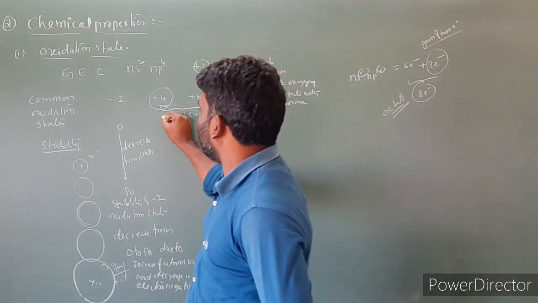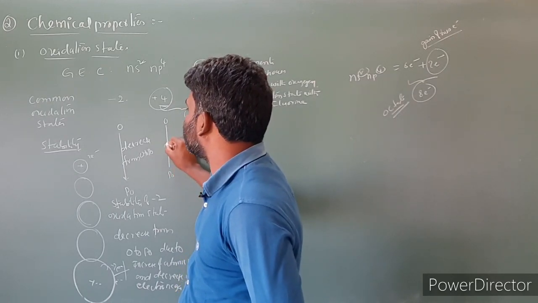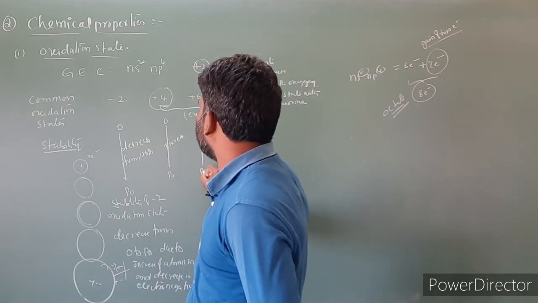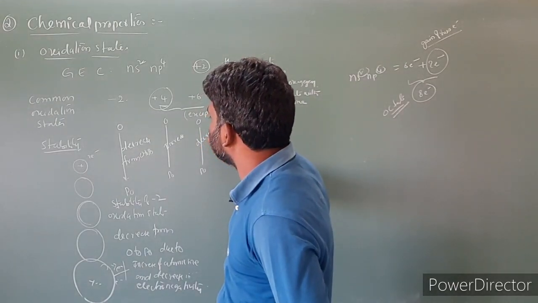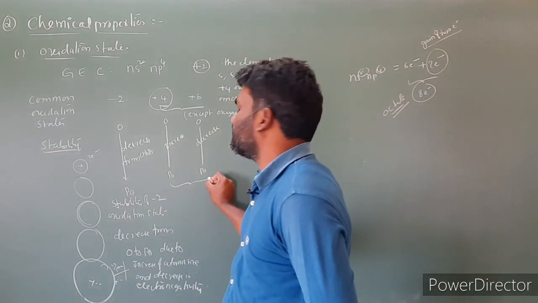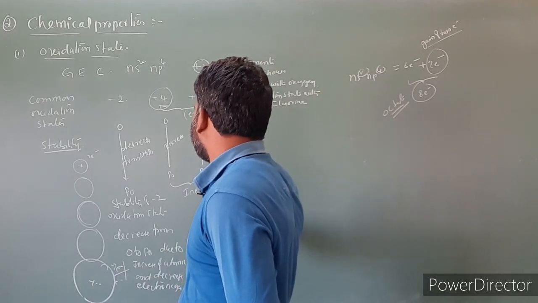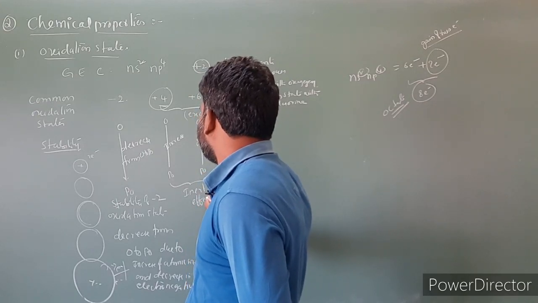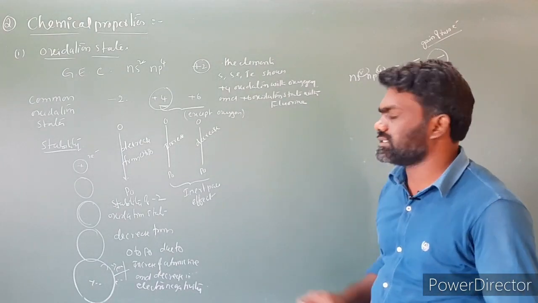Now coming to +4: while moving from top to bottom, the stability of the +4 oxidation state increases, and from oxygen to polonium, the stability of the +6 oxidation state decreases. These two cases we can explain on the basis of the concept called the inert pair effect. So the reason for both cases, +4 and +6, is the same. The reason is the inert pair effect.